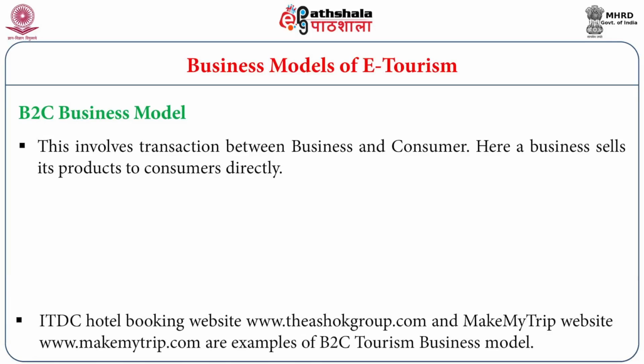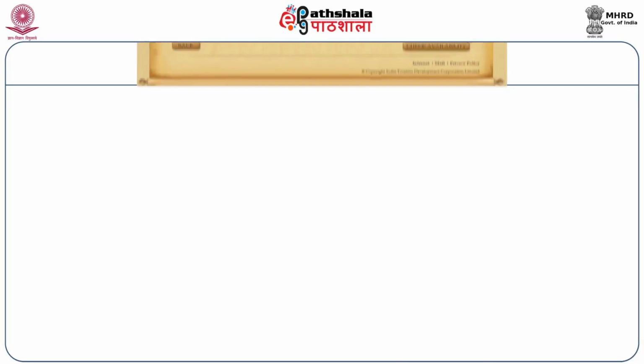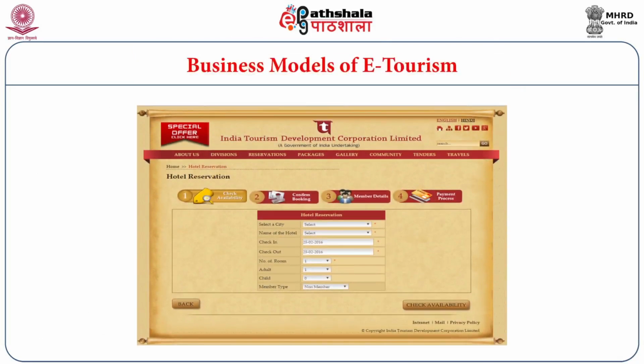ITDC hotel booking website, the ashokagroup.com and Make My Trip website, makemytrip.com are examples of B2C tourism business models. So this is the screenshot of ITDC, the Ashoka Group hotel website, where as an end user, you or I can go to that website and book a hotel room using this web page. So which means the hotel is directly selling the customer the hotel room.